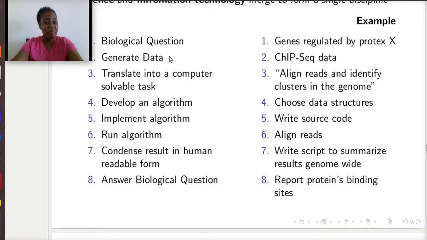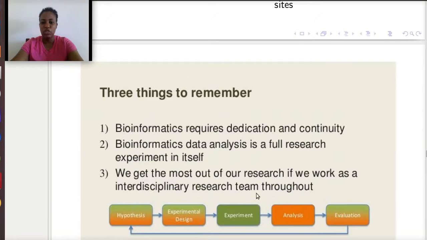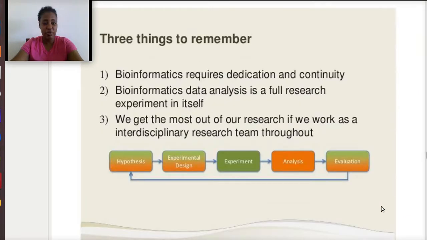But from number 2 up to number 7 is all data. That's where the bioinformatics work comes in. So the 3 things you have to remember: bioinformatics requires dedication and continuity. It doesn't have a smooth learning curve, and we have to be very truthful about that. And bioinformatics data analysis is a full research experiment in itself.